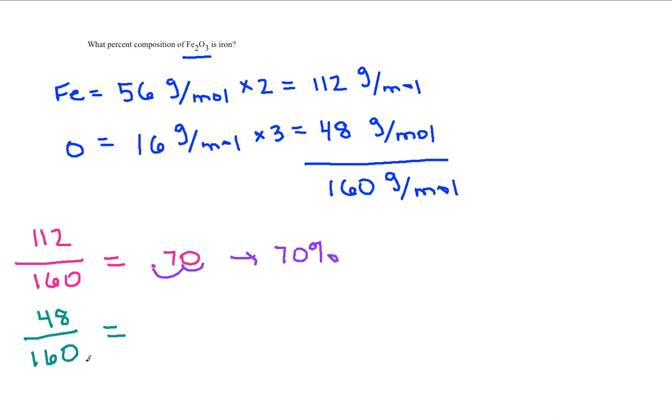So 48 divided by 160 gives me 0.3. Well, that works perfectly, because if you notice, if I move my decimal place over 2 places, 1, 2, this gives me 30%, which adds up perfectly to 100%. So 70% of my compound is iron, 30% of my compound is oxygen, and I'm done. All right? As simple as that.